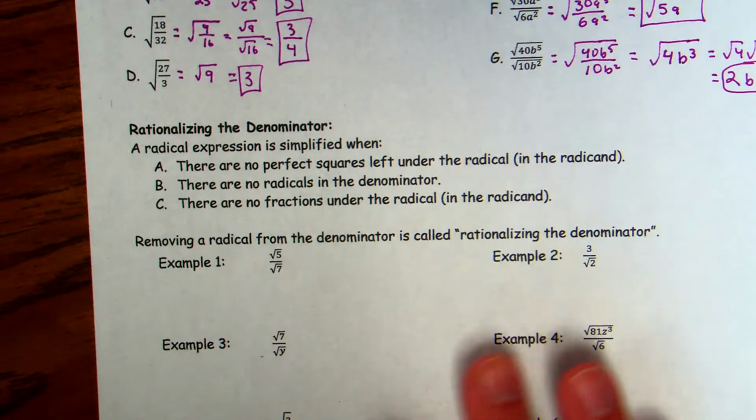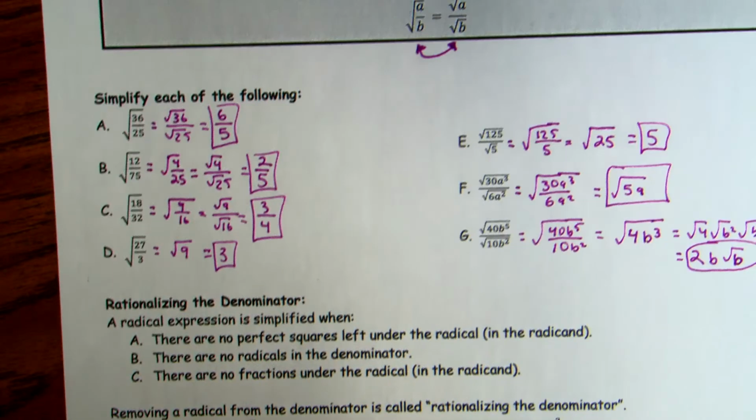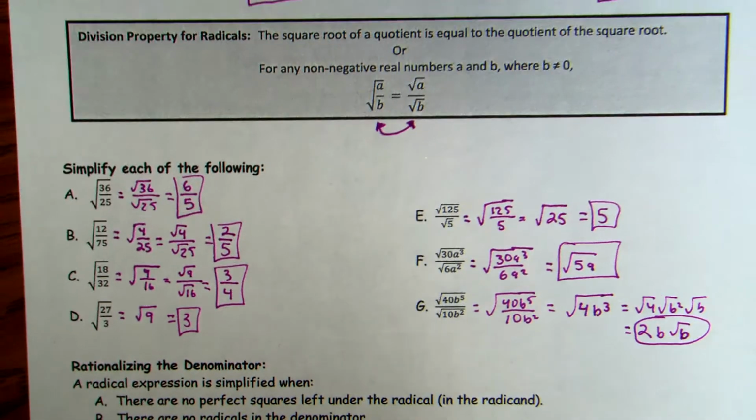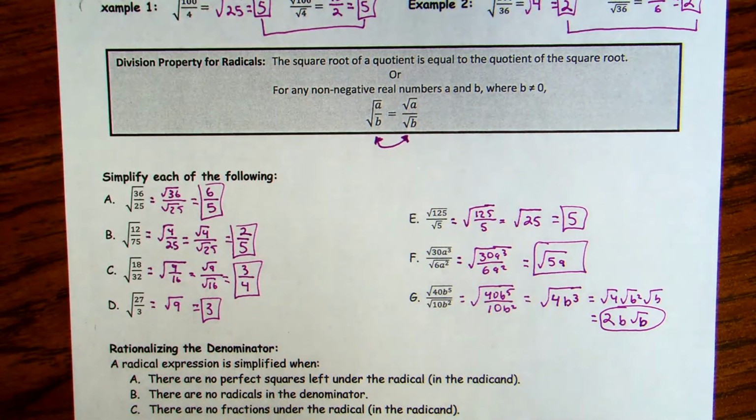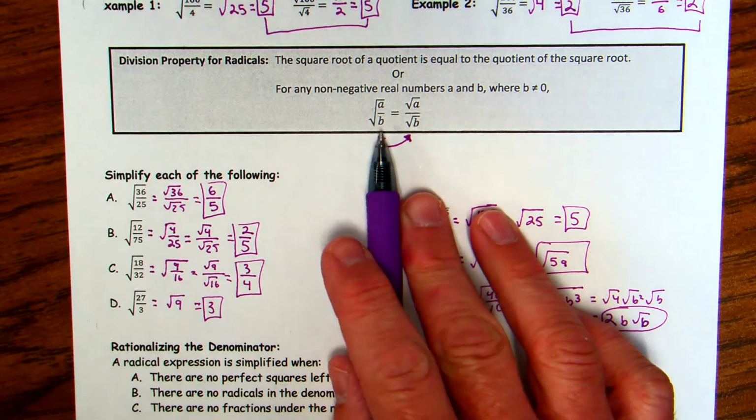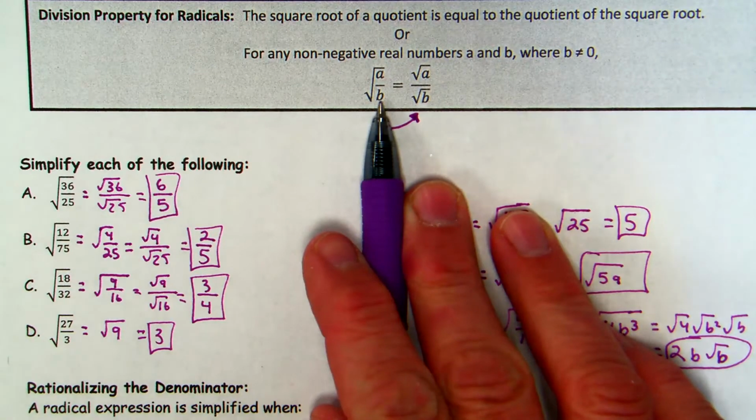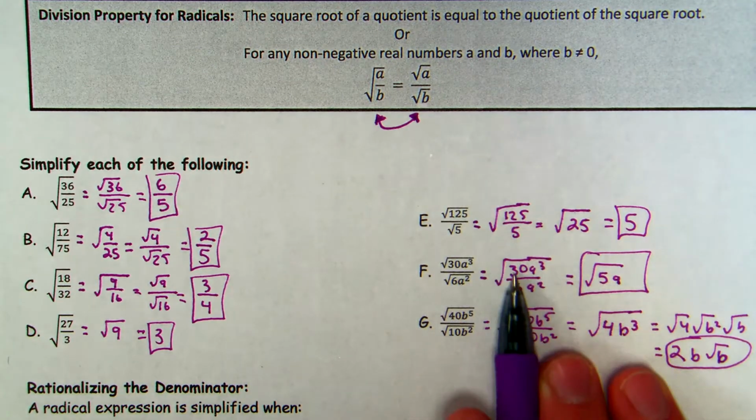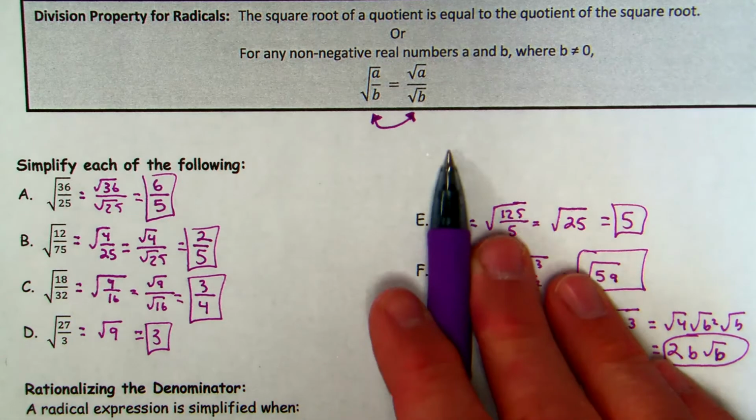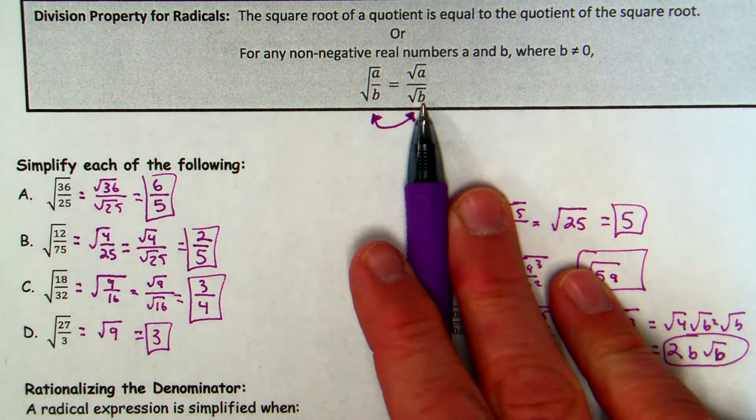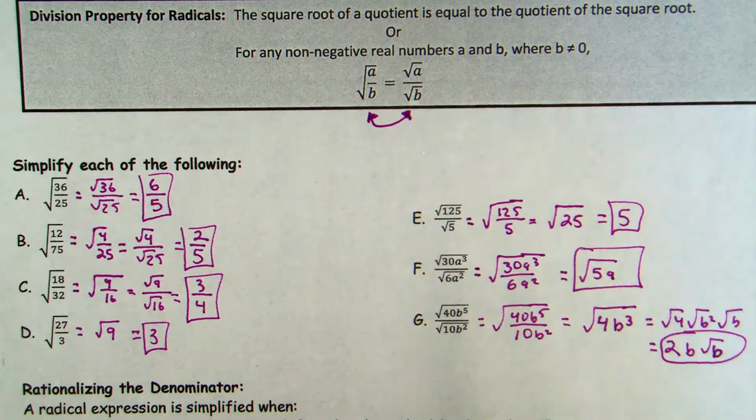In part 1 of the video, we talked about how we can divide radical expressions. We talked about various examples of that. We focused on this idea that sometimes radical expressions are better to work with in fraction form, like examples E, F, and G, and sometimes it's better to work on them where you have roots of each individual piece.